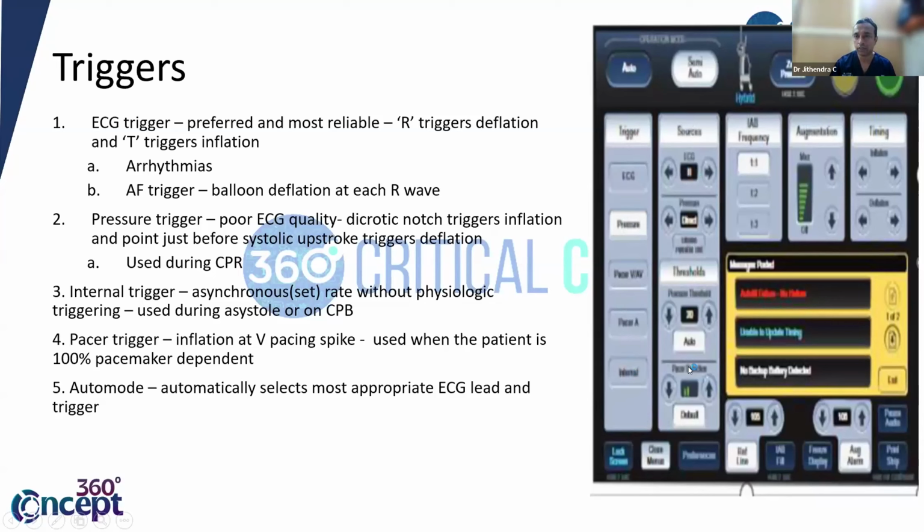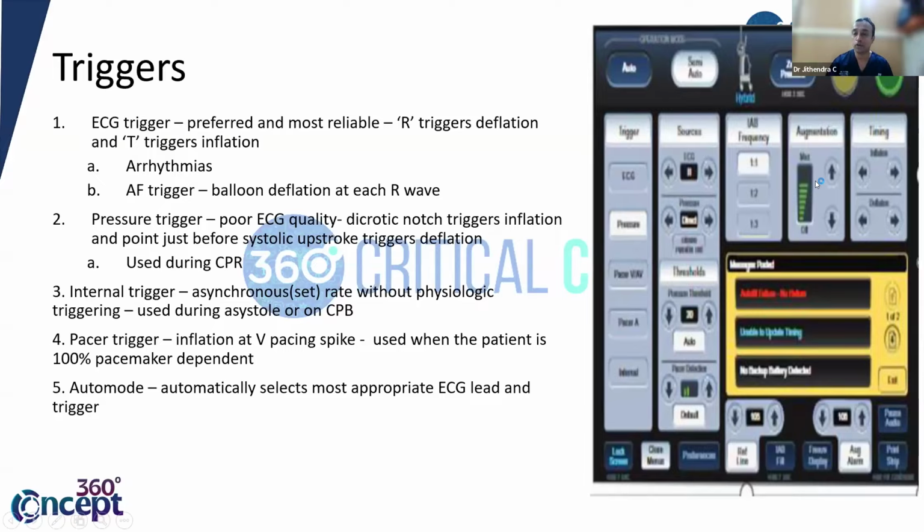So the thresholds, all of this. Next is something called IABP frequency. So at what frequency are you supporting the heartbeat? If you support every beat, it is 1:1 frequency. Every alternate beat, it is 1:2. Every third beat, it is 1:3. So we would all have seen this. It's just a revision, that's all.